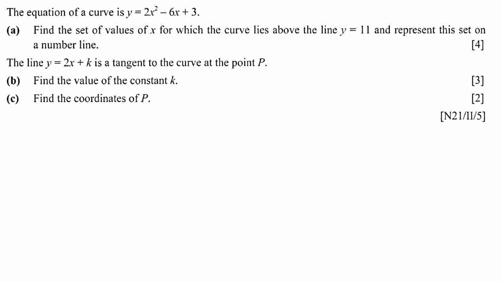Right, let's look at the next question. The next question involves a curve given to be y equals 2x squared minus 6x plus 3. So there are three parts to this question. Part A, you are told to find the set of values of x for which the curve lies above the line y equals 11.